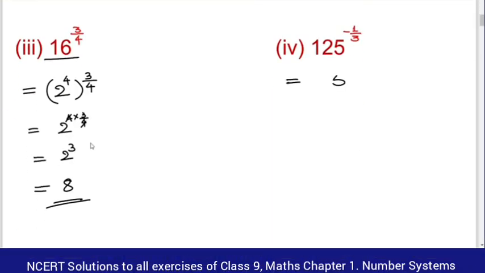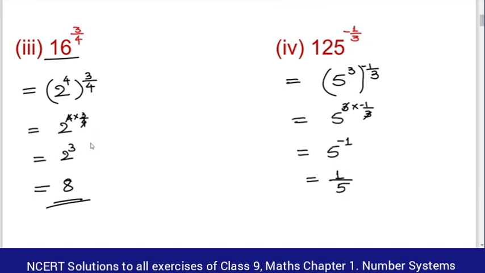Now fourth one, 125 can be written as 5 raised to 3 whole to the power minus 1 by 3. Then it is equal to 5 to the power 3 into minus 1 by 3. 3 gets cancelled. Remaining is 5 raised to minus 1, or it can be written as 1 by 5.